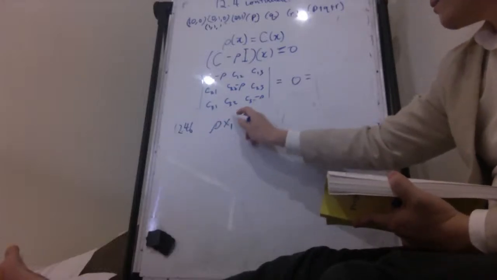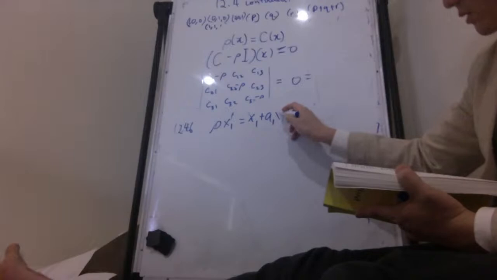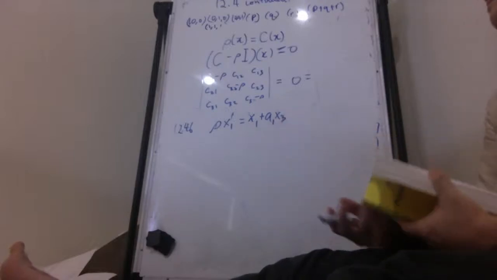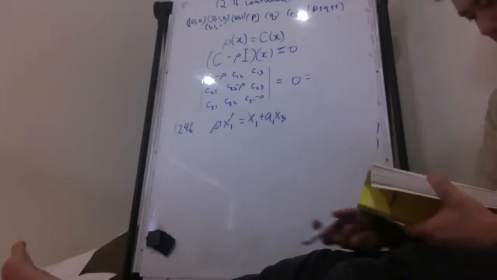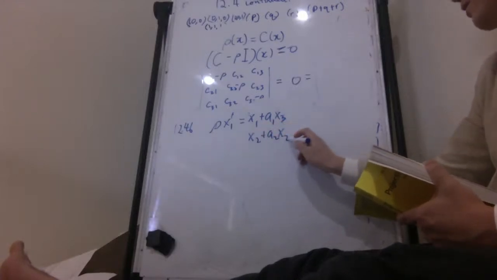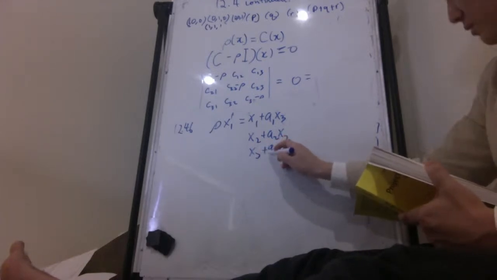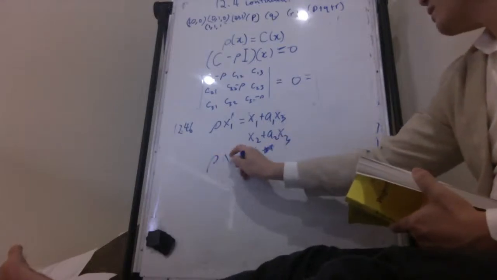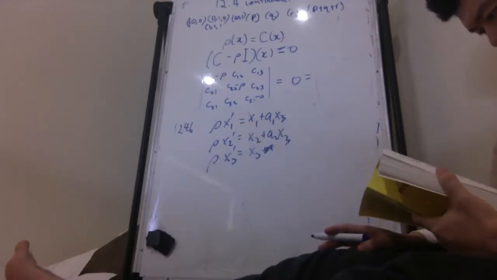The row x1 prime is equal to x1 plus a1 x3. x2 plus a2 x3, oh no, the mu is just x3. The row x3 prime is just x3. Row x2 prime is x2 plus a2 x3.